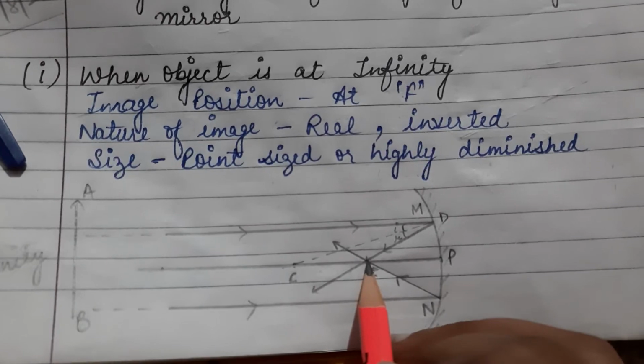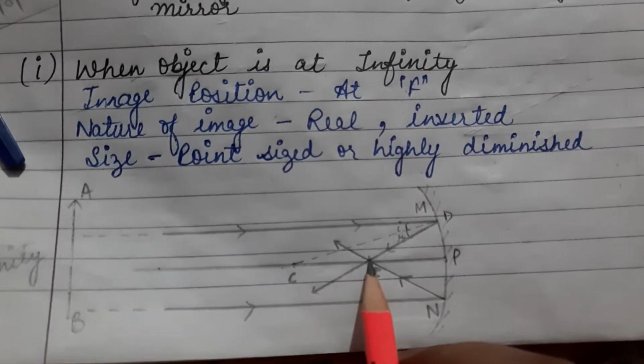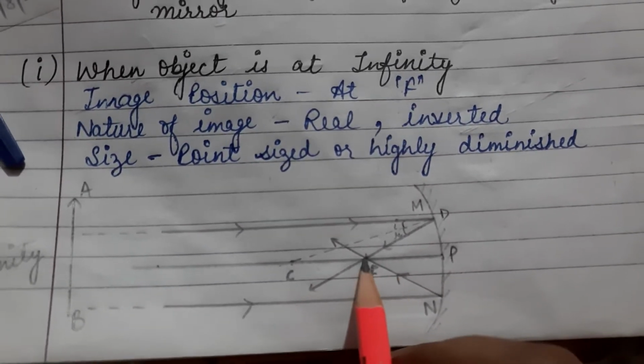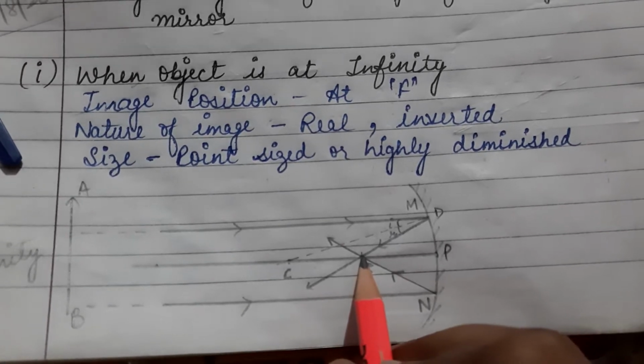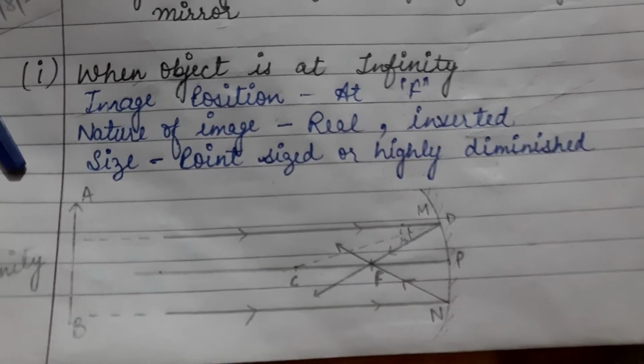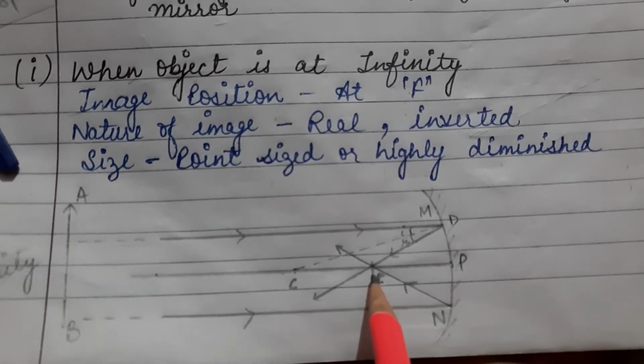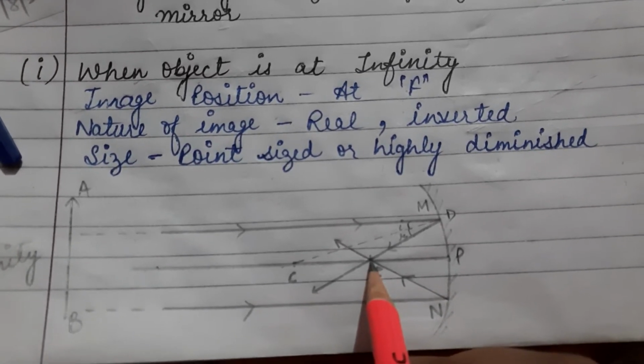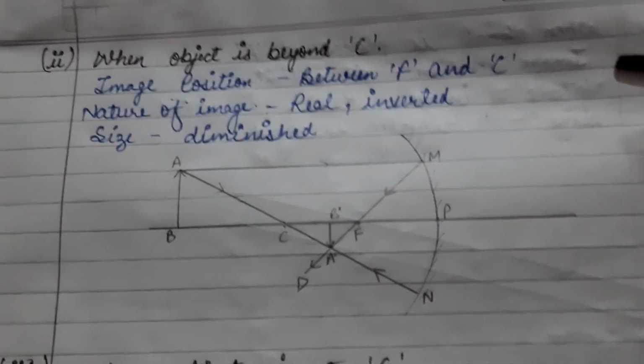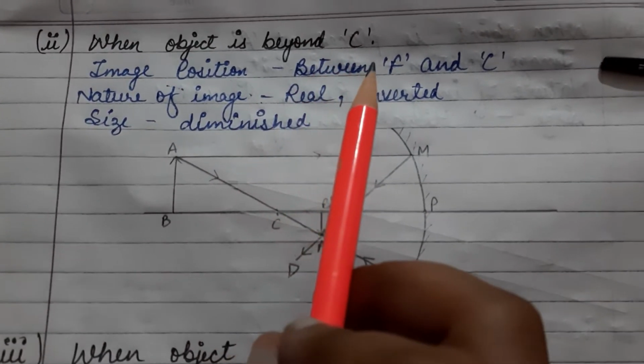It will be point sized and highly diminished because these two rays meet at this point, and this is just a point size thing, right? So this is the position of the image. Okay, now here this is our second case, when object is beyond C.